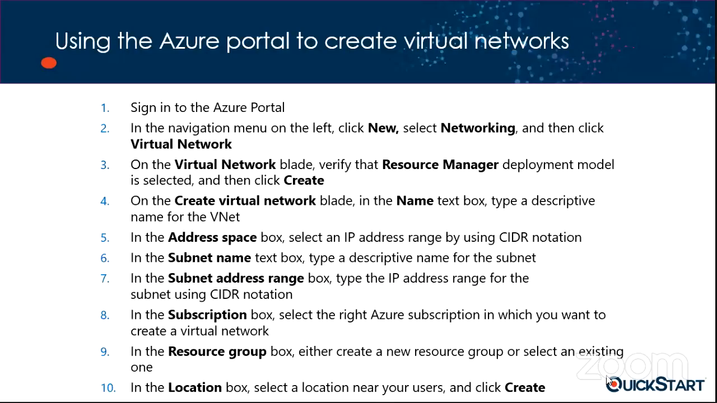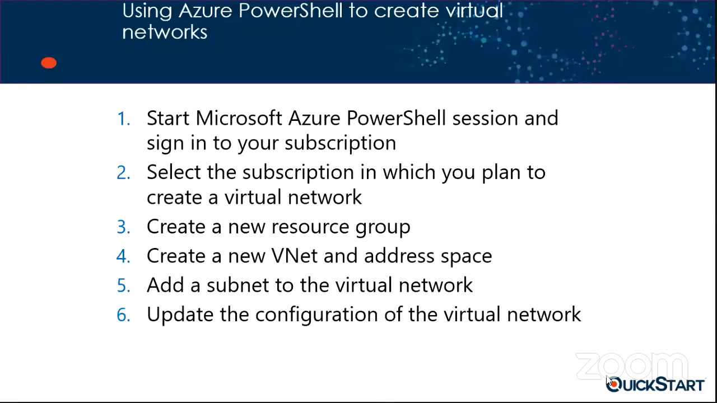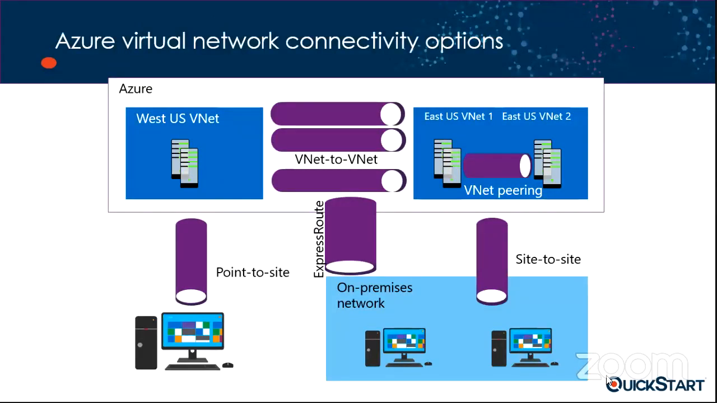Okay, and second is PowerShell. So, typical diagrams: if you see now, we have West US. If we need to integrate with East US, we call it VNet to VNet. Typically, when two different networks are in two different regions, we call it VNet to VNet. And if you want to integrate one machine with Azure, we call it point to site. And if you want to integrate the entire on-premises to Azure, we call it site-to-site.